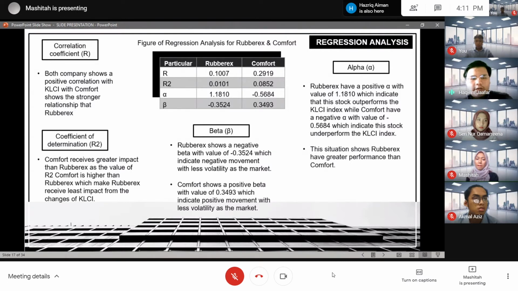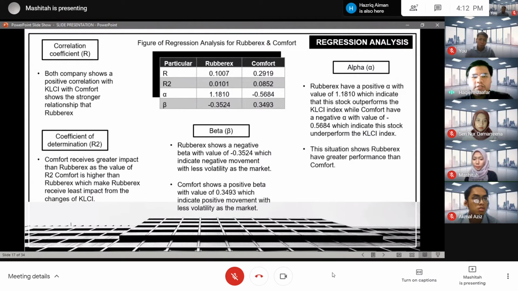As the value of R squared for Comfort is higher than Rubberex, Rubberex receives the least impact from the changes of KLCI. Moving on to alpha, Rubberex has a positive alpha with a value of 1.1810, which indicates that this stock outperformed the KLCI index, while Comfort has a negative alpha with a value of negative 0.5684, which indicates the stock underperformed the KLCI index.